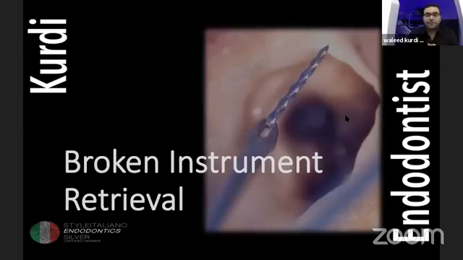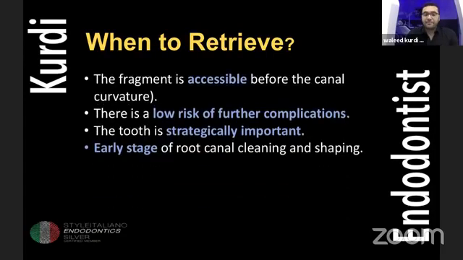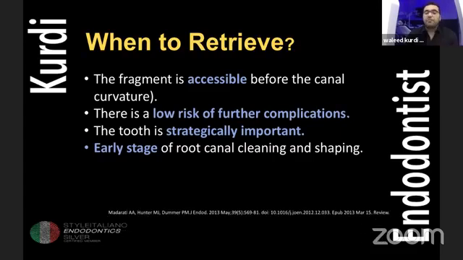All right, now we are going to go to broken instrument retrieval, or broken instrument cases, or separated instrument cases. First, we have to know when to retrieve. Simply, if the fragment is accessible, as we said, if the fragment is before the curve and you can see it, you have the right armamentarium, the right tools, and the right magnification, then you will go indeed to retrieval. As we said, as long as you can retrieve, it will be better. All right.